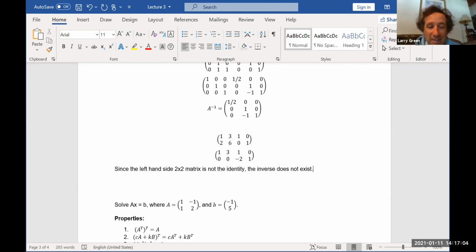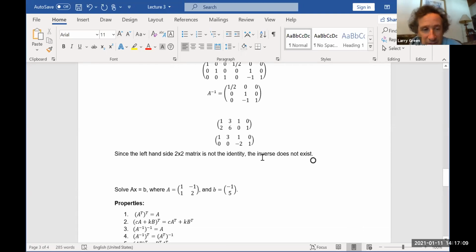Right now, all we have is how do you tell if it has an inverse? Okay, but we're going to have a whole lot of other ways too. Any questions on that?